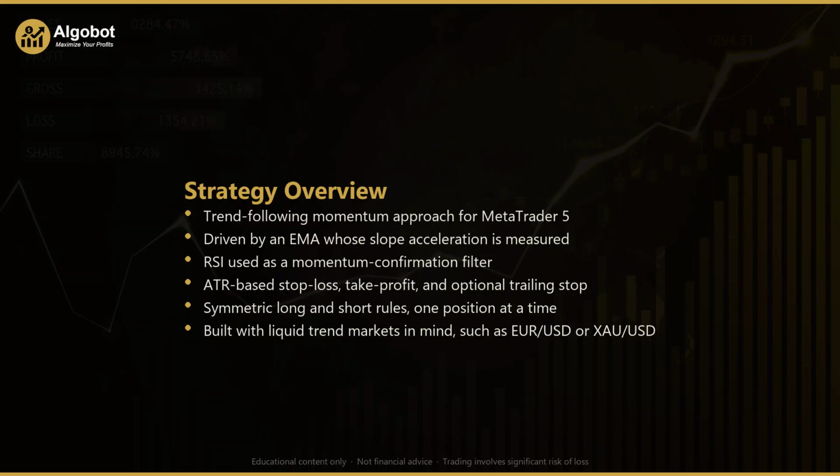The core indicator is an exponential moving average, or EMA, with a default length of 34. The strategy samples that EMA at 3 evenly spaced points in time and compares how fast it was rising or falling recently versus a little earlier. If the recent speed is greater than the earlier speed, the trend is accelerating. On top of that, it adds a relative strength index, or RSI, as a momentum confirmation filter and an average true range, or ATR, reading to size its risk.